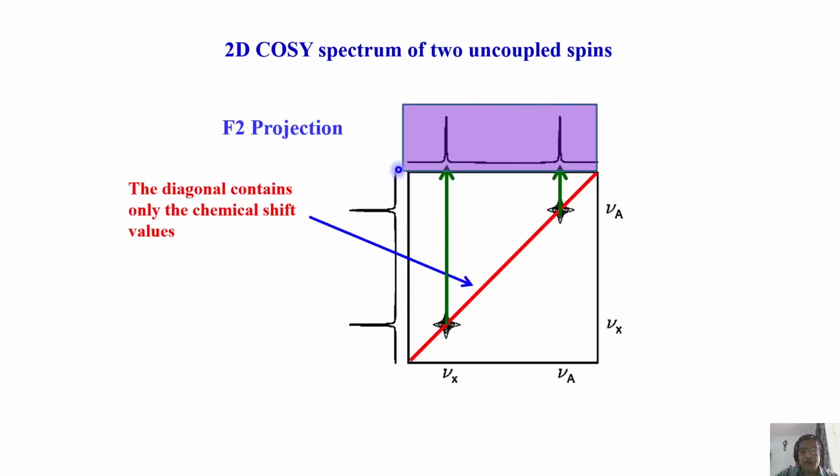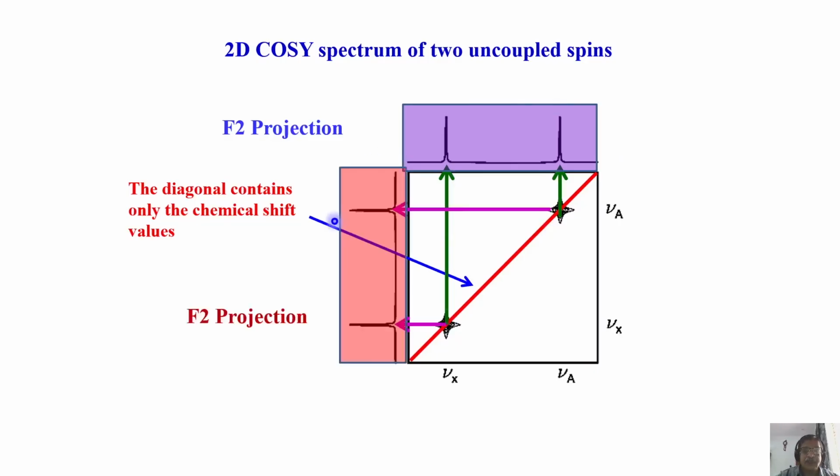Now you can take the same projection along this side also. I'm sorry, this should be the F1 projection. There is a typo. The projection along this axis is the F2 projection. This is the way a 2D COSY spectrum is normally plotted. You get the spectrum plotted in both frequency dimensions, and you can start looking at the peaks. These are the diagonal peaks. If there is a coupling, if the spin gives its magnetization to a coupled spin, you get cross peaks which are symmetric with respect to the diagonal on either side.